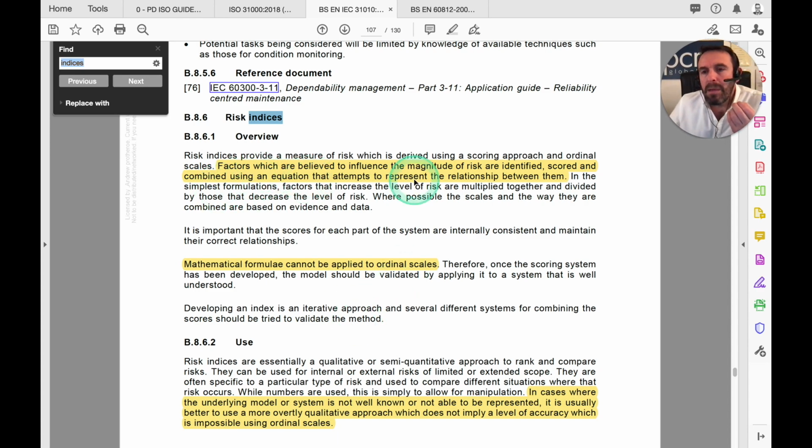So risk indices provide a measure of risk which is derived using a scoring approach and ordinal scales. Factors which are believed to influence the magnitude of risk are identified, scored, and combined using an equation that attempts to represent the relationship between them. What we've just looked at there with FMEA is we've looked at the occurrence, we've looked at severity, and we've looked at probability of detection. We had a 5-5-5. Also, we looked at a 10-10-10. So those scales, those equations are used, which gives us a number. However, the problem is mathematical formulas cannot be applied to this type of scale. It's really worth knowing this.